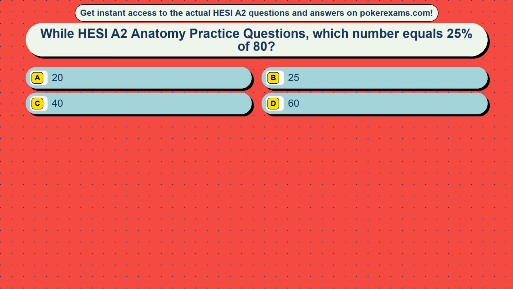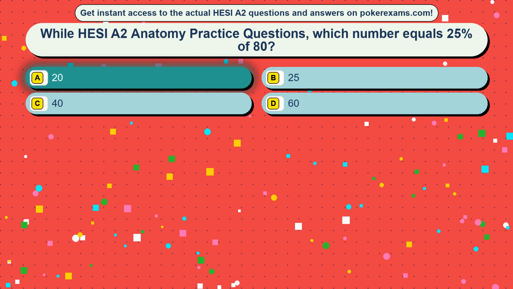Question 17. While HESI A2 anatomy practice questions, which number equals 25% of 80? Option A, 20. Option B, 25. Option C, 40. Option D, 60. The correct answer is option A, 20.